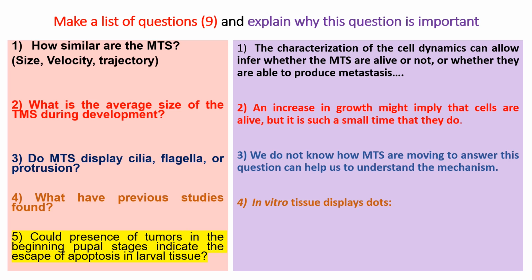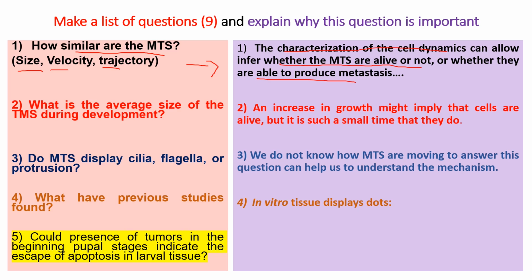What I want you to do, if you're in this project, for example, is to ask: how similar are those moving tumor spots? Let's call them that. And you can ask about the size, the velocity, the trajectory. But why do you ask this question? Because maybe the characterization of the cell dynamics can allow us to infer whether these moving tumor spots are alive or not, or whether they can produce metastasis or not.